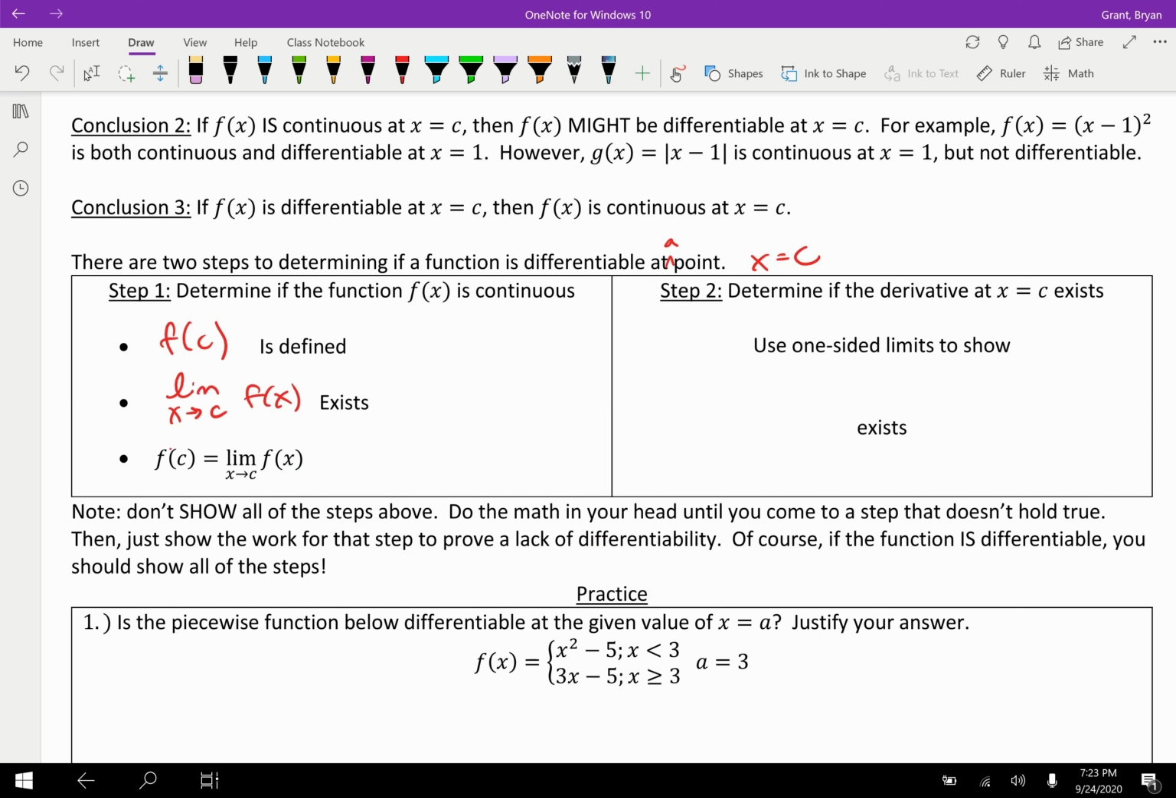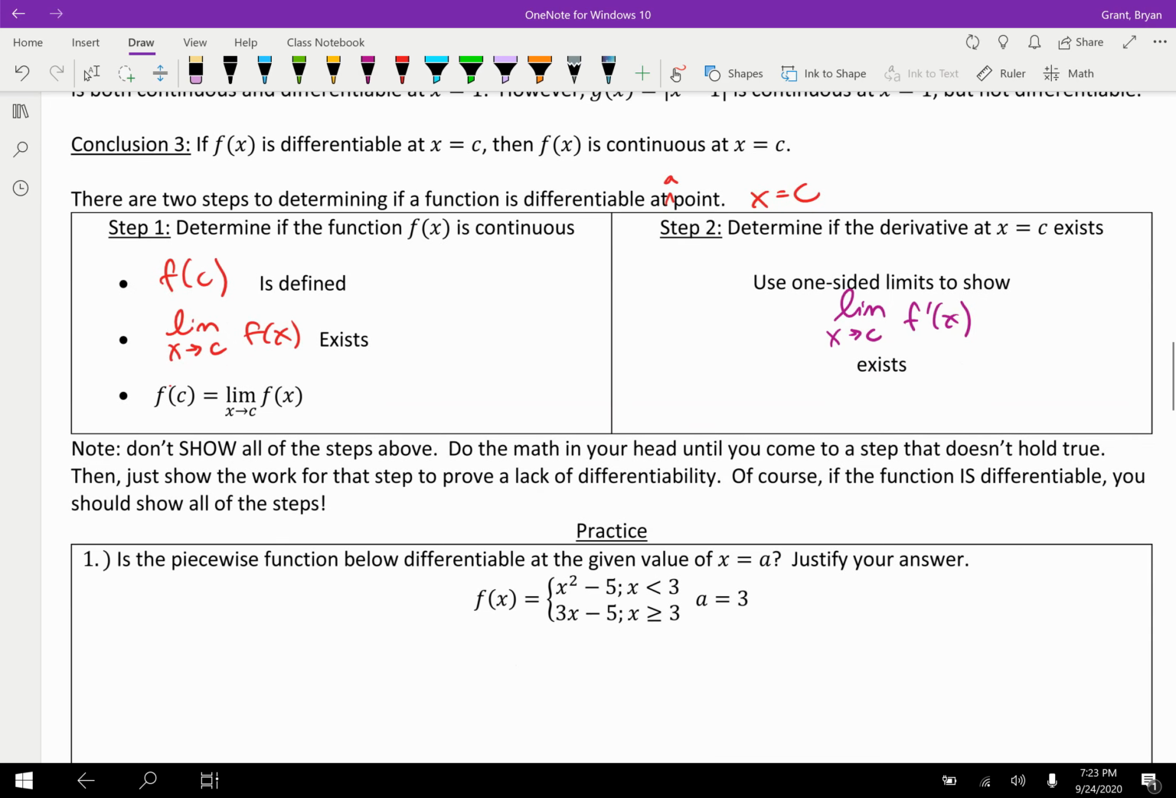What's new? Well, step 2 is determine if the derivative at x equals c exists. And the way we do that is we use one-sided limits to show that the limit as x approaches c of f prime of x exists. So it's just like continuity. It just has one more criterion that we have to show.